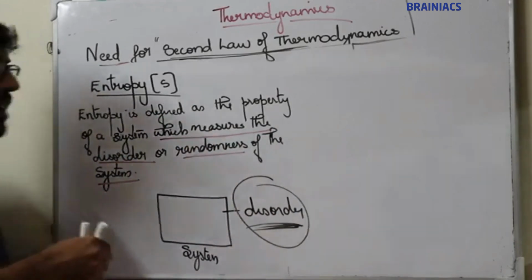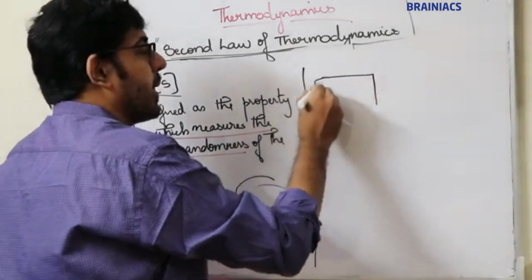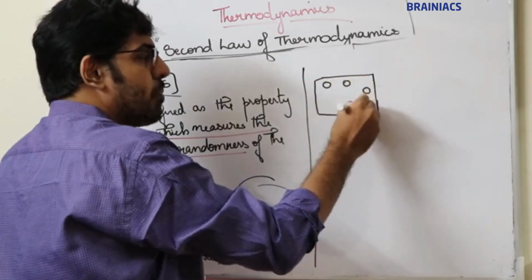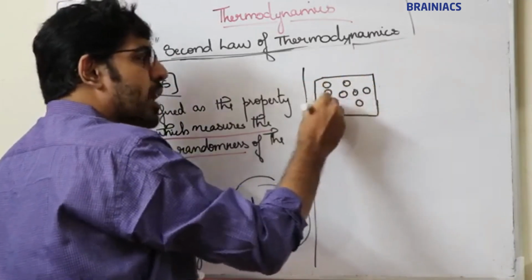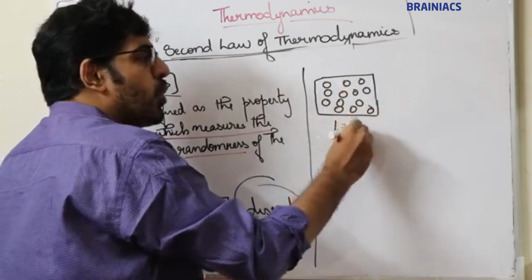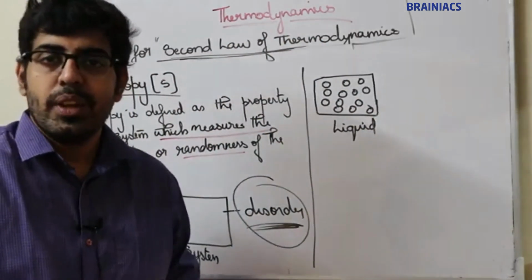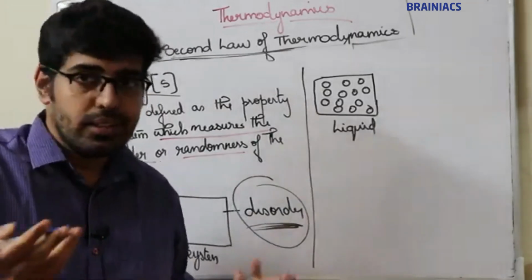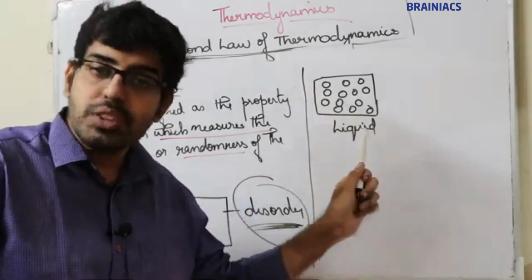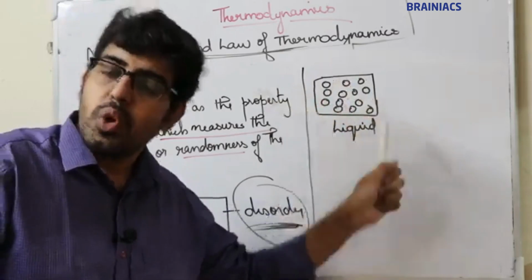For example, if you consider liquid, water, in water, molecules are not closely packed, they are loosely packed so that they can move around. So in water or in liquid, molecules show some disorder, right? Because they are not orderly arranged. They are loosely packed so that they will show some disorder.